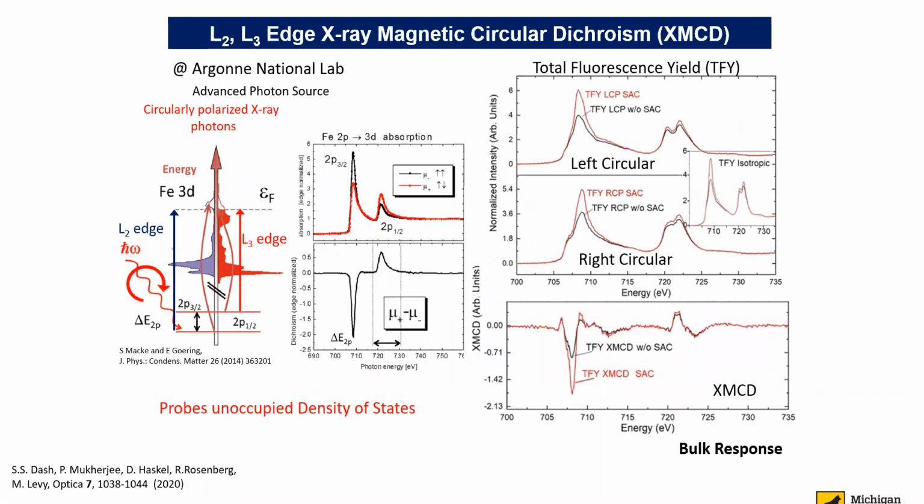We studied the difference of the right circularly polarized absorption and the left circularly polarized absorption, which is the XMCD graph. We studied this because our sample is a magneto-optic material.